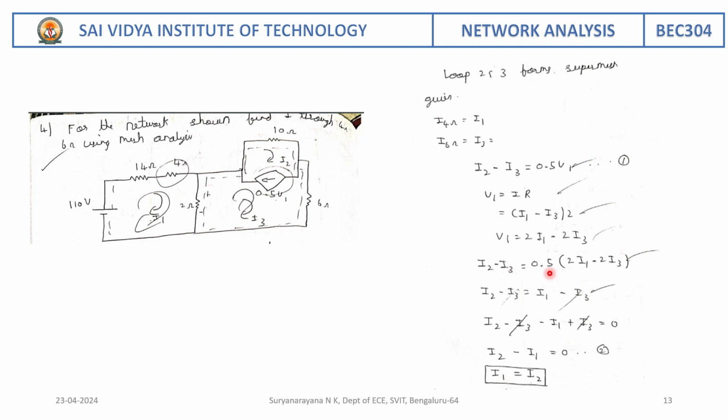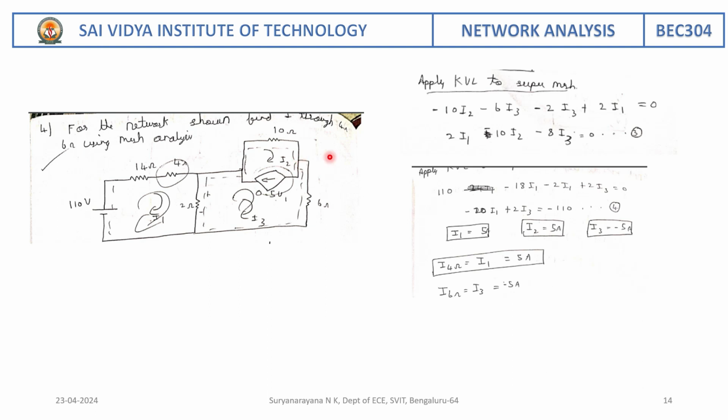So it is nothing but here substitute this V1 here and you are going to get I1 is equal to I2. That is, the current I1 flowing in mesh 1 is equal to I2. At the same time, apply KVL to the super mesh, that is this mesh. It is minus 10 I2 minus 6 I3 minus 2 I3 minus I1 is equal to 0.